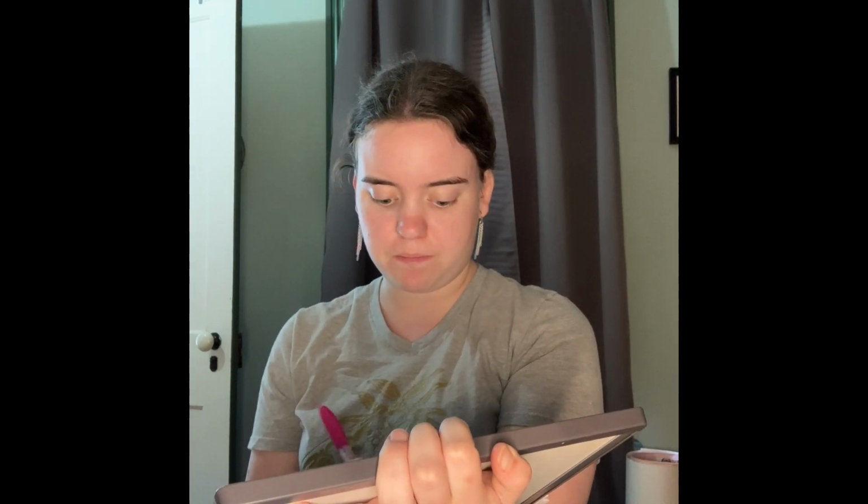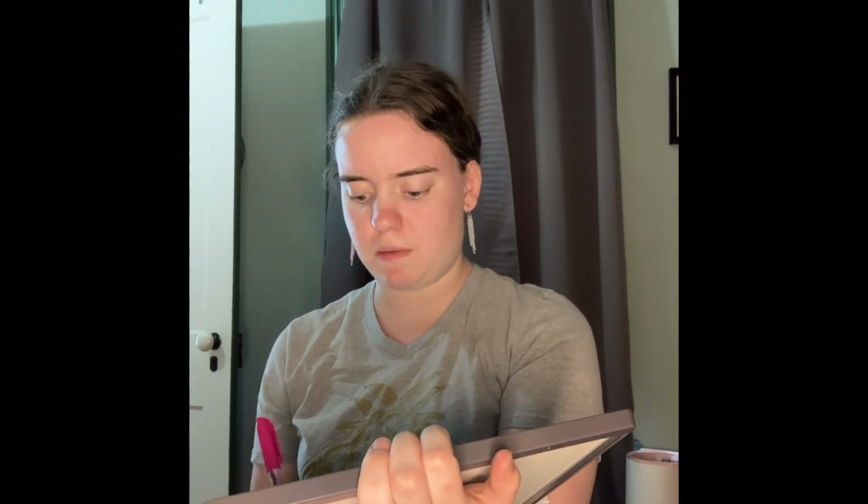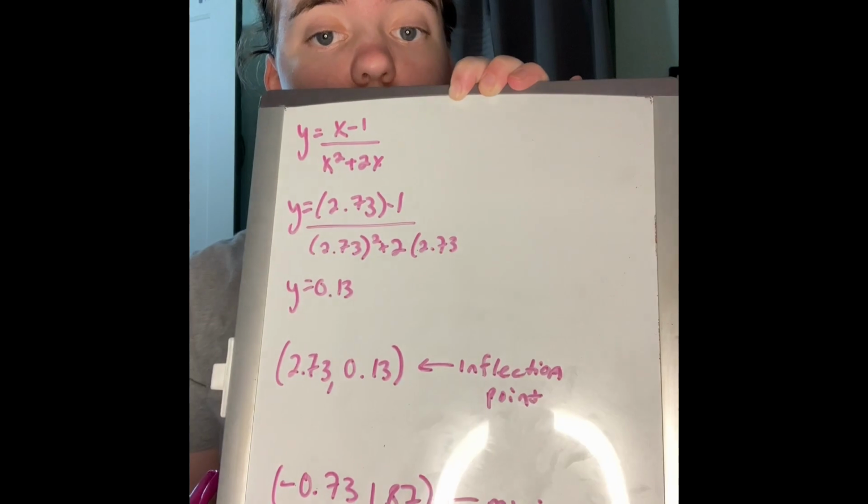I'll rewrite our other values. So the 0.73 matched with 1.87. So that would be our minimum, and it's a turning point. Then I will pull up the graph on Desmos and show you how all this comes together.